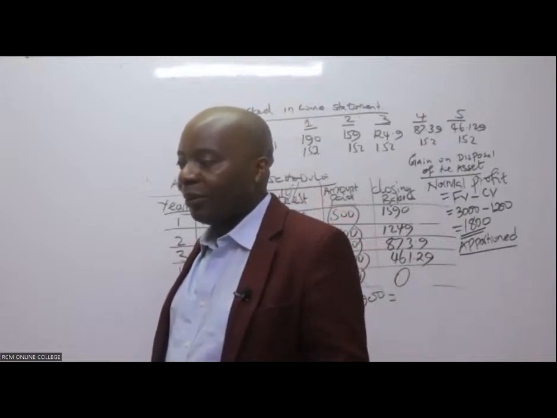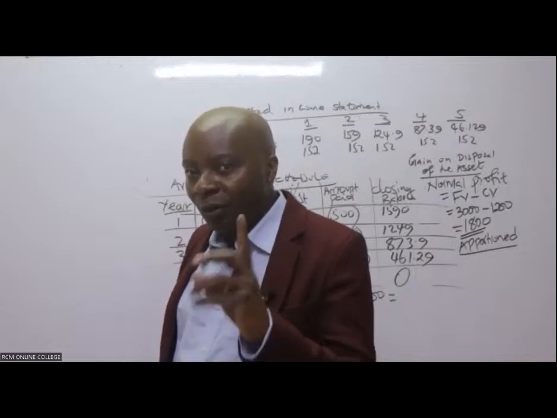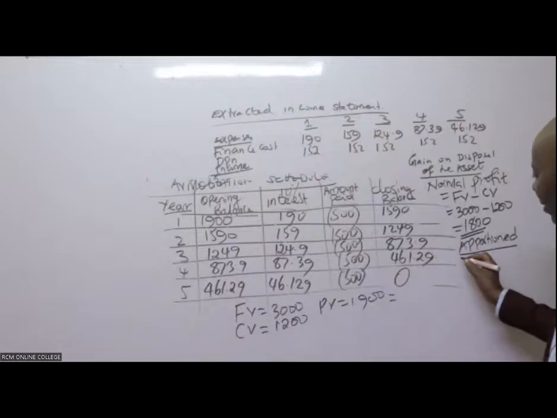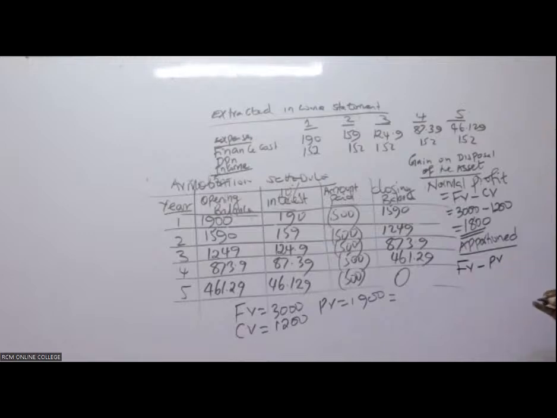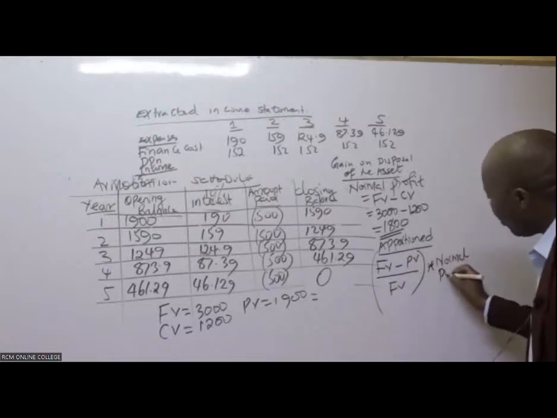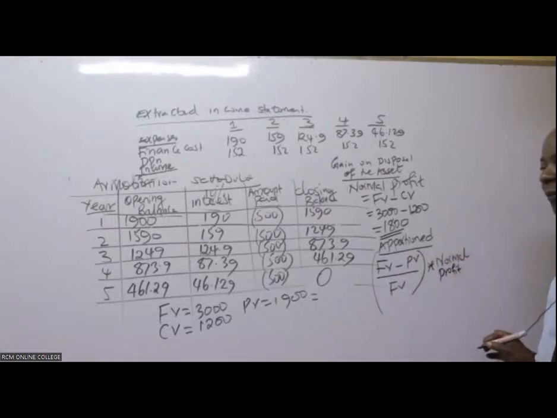If you remember, ladies and gentlemen, we have our apportionment formula. Not many students remember this apportionment formula. This time around, you use present value over future value. And whatever we get, we multiply this with the normal profit.